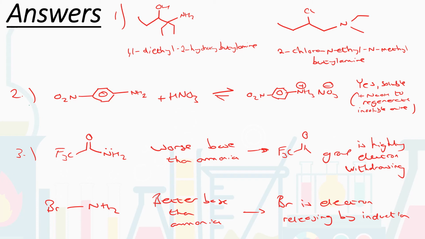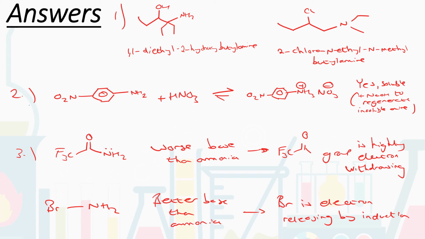So the name of this is 1,1-diethyl-2-hydroxybutylamine. And remember that if we have multiple of them, we have to use the di terminology, and we also have to make sure that we number every single one. So not just 1-diethyl, but 1,1-diethyl-2-hydroxybutylamine.